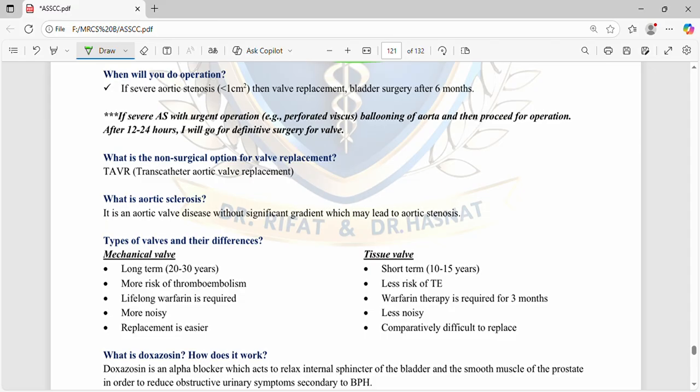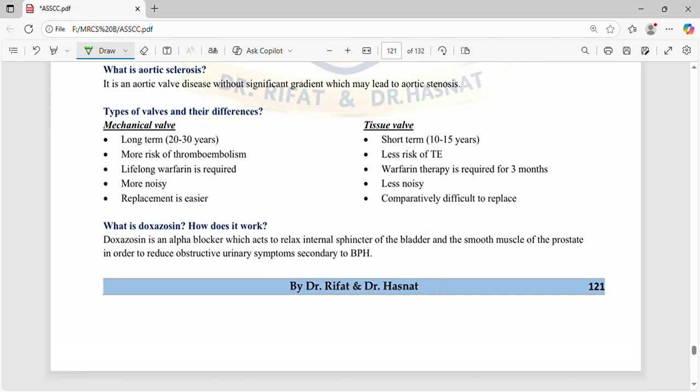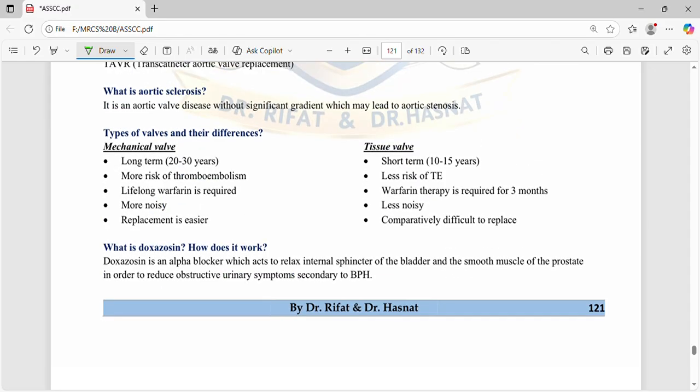Okay, so we have the types of valves and the differences. This is also discussed in the patho station as well. So mechanical valves, long term 20 to 30 years, and tissue valves, short term 10 to 15 years. More risk of thromboembolism with mechanical valves, less risk with tissue valves. Lifelong warfarin is required for mechanical; warfarin therapy is required for the first 3 months for tissue. More noisy, less noisy, replacement is easier and comparatively difficult to replace. With tissue valves there can be immunologic reactions. With mechanical valves there is less chance of immunological reactions.